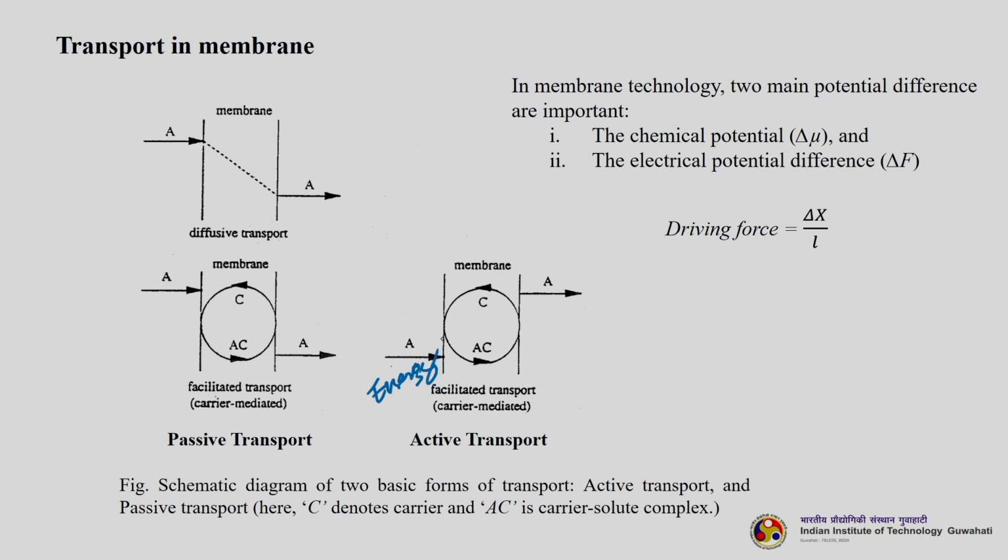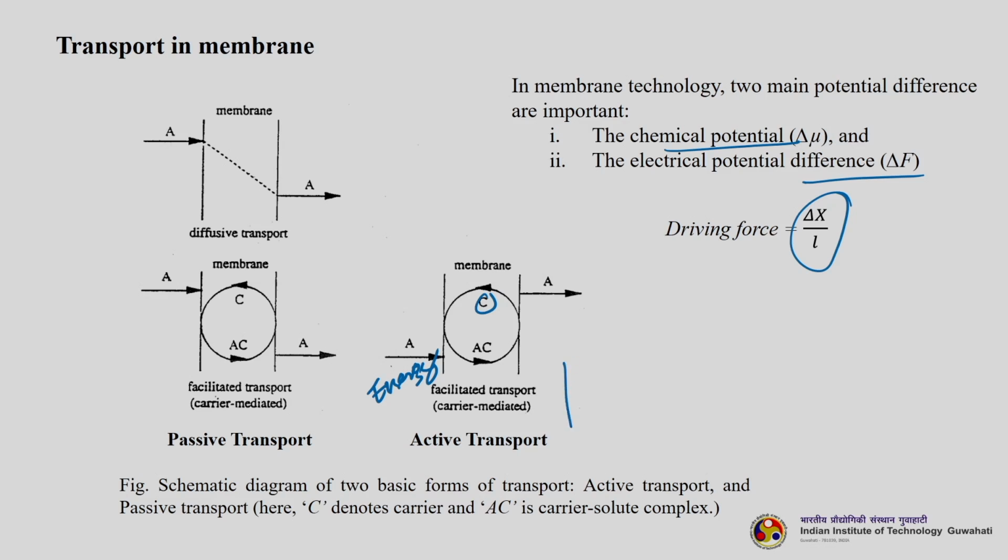So, you can have facilitated transport where there is a carrier present, right. So, the carrier will bind to the solute and help to diffuse the solute being transported through the membrane, okay, and it will take it to the permeate side, then it will dissociate itself again. Right. So, the driving force is delta x by L, delta x is the gradient and L is of course the thickness of the membrane. So, we can have either chemical potential as a gradient, or we can have an electrical potential as a gradient.